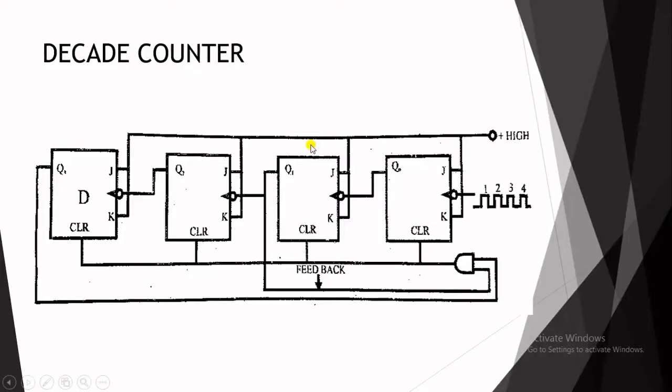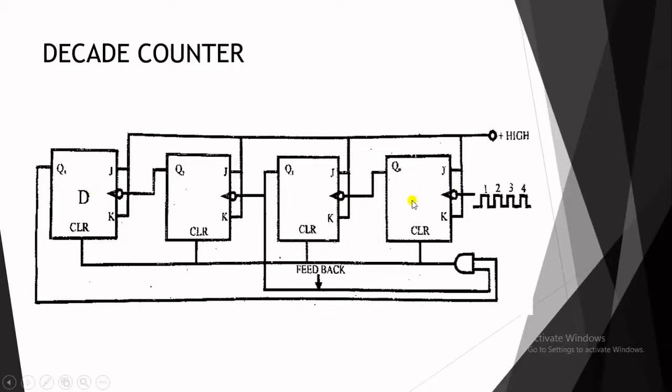This is the logic circuit of the decade counter. In this you can see that JK flip-flops are used. So here 4 JK flip-flops are used, A, B, C, D, in toggle condition, because here J and K inputs are both connected to a high signal. Okay, so it works as a toggle. So this is a decade counter.